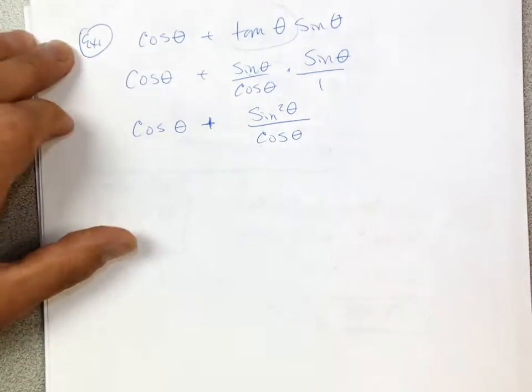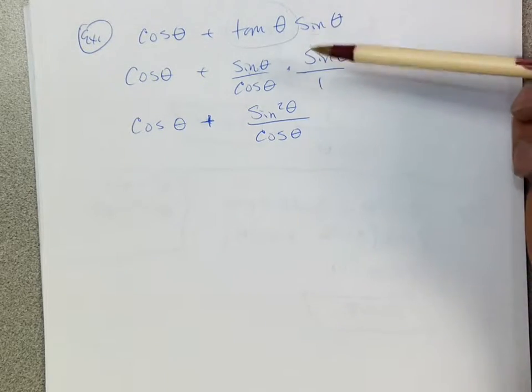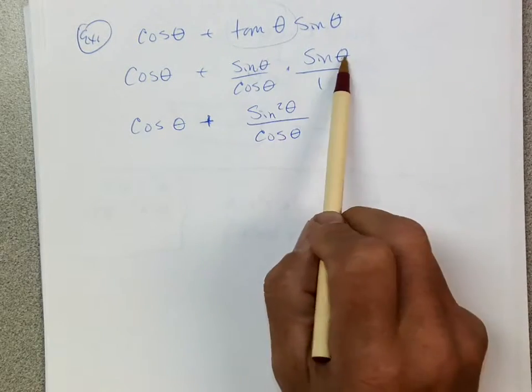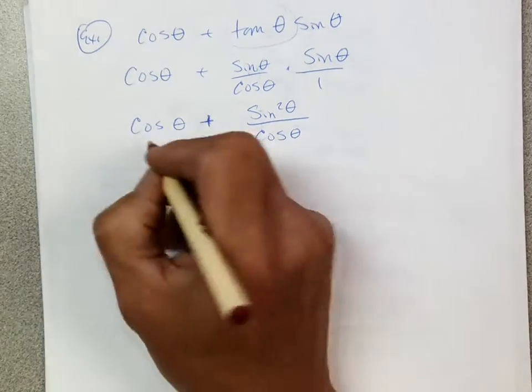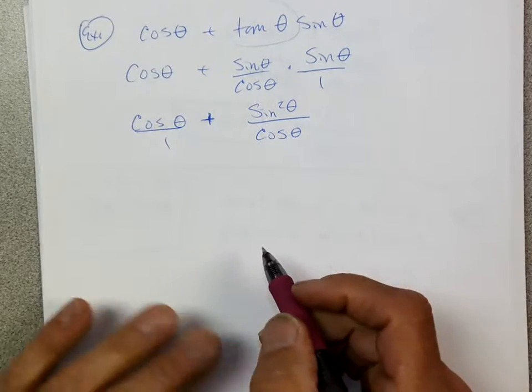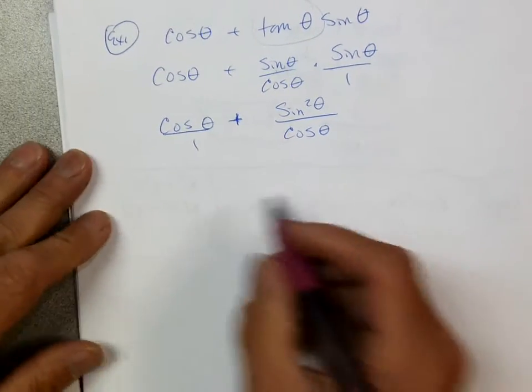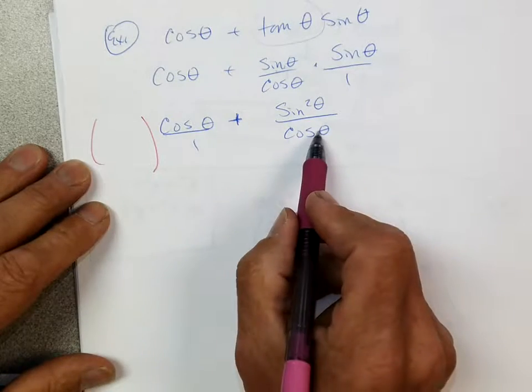All I did was change the tangent to sine over cosine, and multiply the sine times the sine to give me sine squared. Put the square there, not on the outside. Now, cosine over 1, and I'm going to add these two fractions by getting a common denominator. So what I'm going to do is multiply this first fraction by, the common denominator would have to be cosine, right?